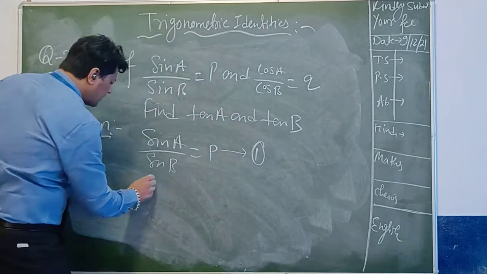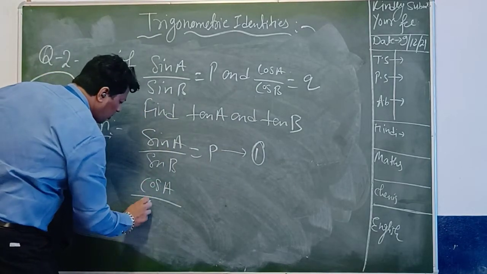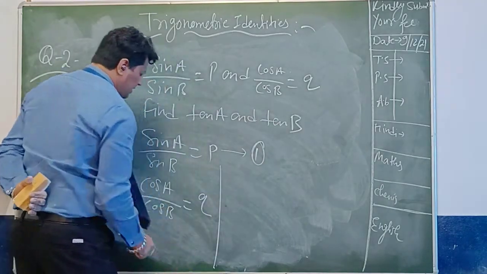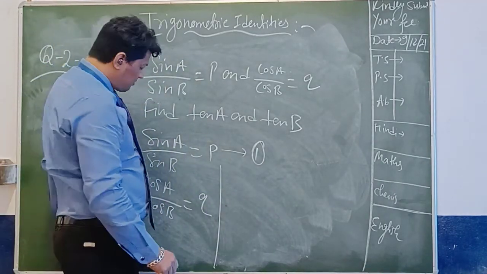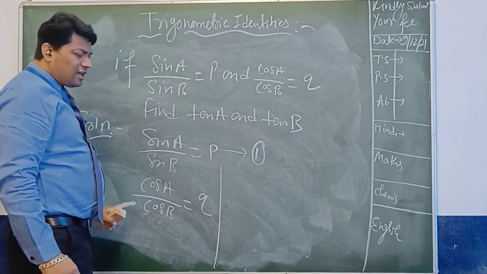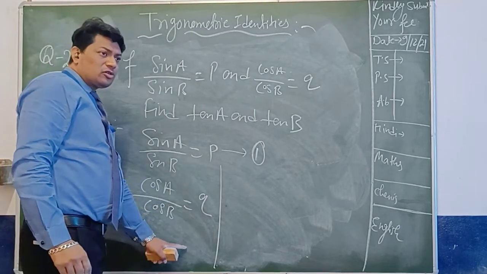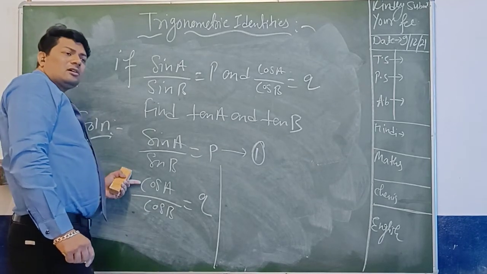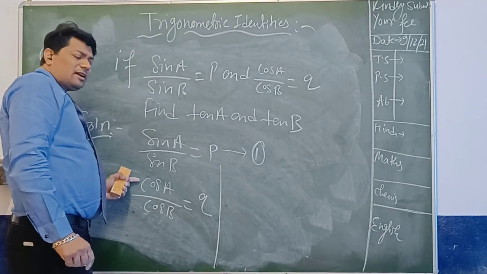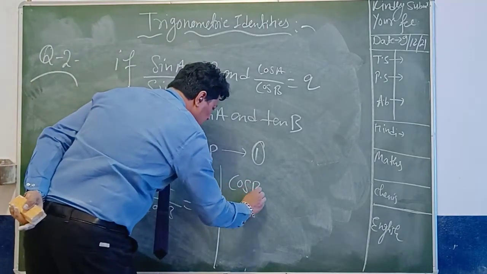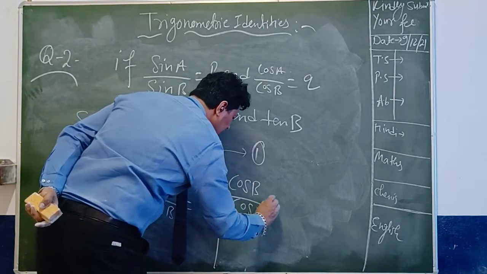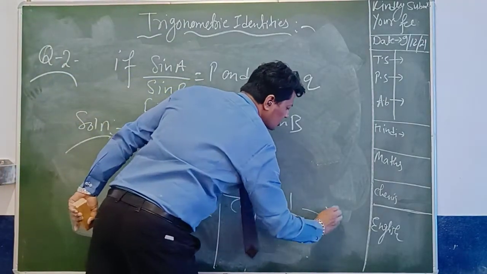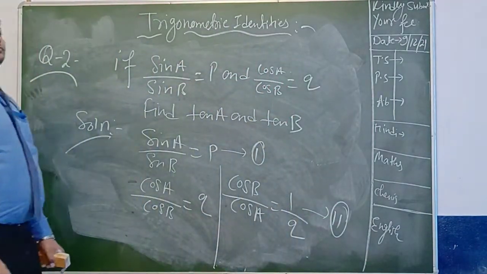According to this, we have cos A upon cos B equal to Q. Simply, if you take the reciprocal, it's 1 upon cos A upon cos B equal to 1 upon Q. Is it clear? So cos B divided by cos A equal to 1 upon Q. Let us take it as equation number second. Write it.